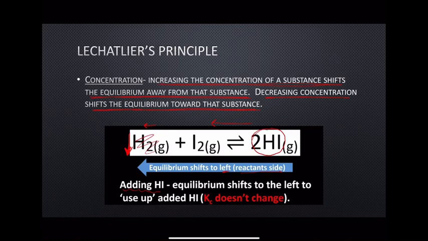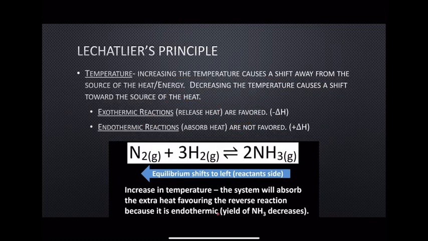Just to revisit the HI. If we increase HI, if we have too much HI, that HI instead is going to be used to make more H and I. Okay? And so that's why it's shifting this way. We're trying to balance it out. The goal is to get to equilibrium. Remember what that term means. It means balance. It means same. Okay? And so think of what that looks like.